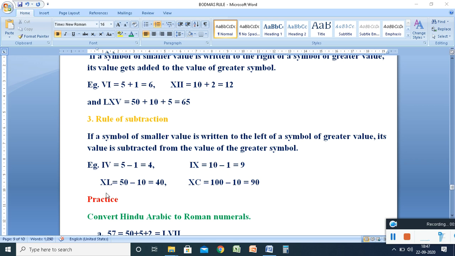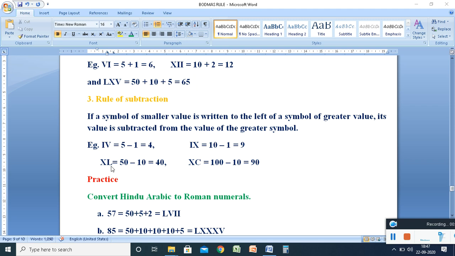And what about this XL? Here the L value we already know is 50, and the X value we also know is 10. So compare 10 and 50. 50 is greater, and the smaller value is on the left-hand side, so here you have to subtract it. So XL is nothing but 50 minus 10, which equals 40. So the value for 40 is XL. And what about XC? 100 minus 10 equals 90.